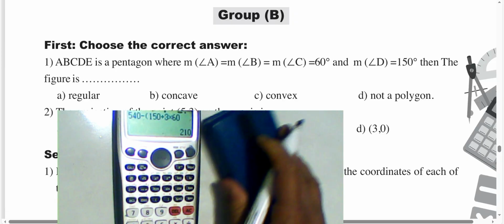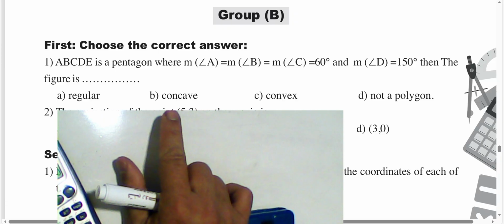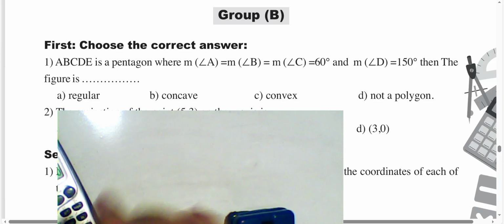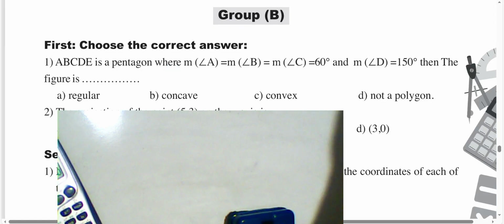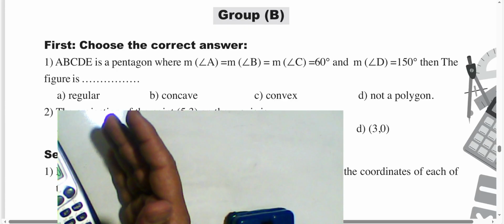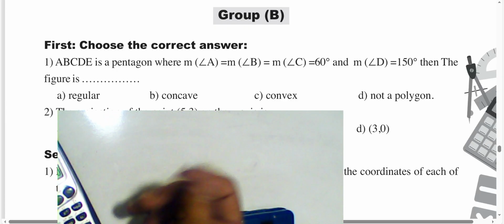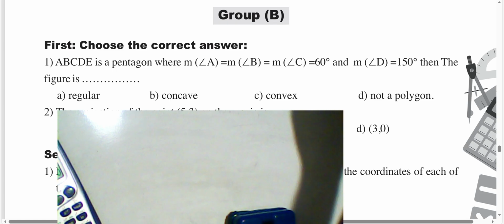It's a reflex angle. Then we have a concave polygon. This polygon will be concave, not convex, because we have a reflex angle. Okay, a measure greater than 180 and less than 360, we call that a reflex angle. Then this polygon will be concave.